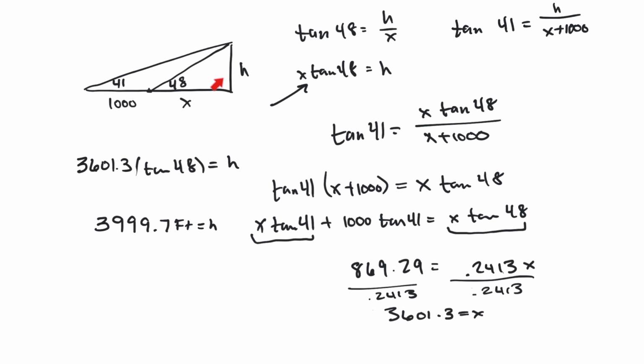That wasn't the answer to the question, because the question was how tall is the mountain. So we're going to take our distance x and go back up to this equation, where we have h based on x. We're going to plug x in and multiply through. It turns out the mountain is about 4,000 feet tall, 3,999.7 feet.